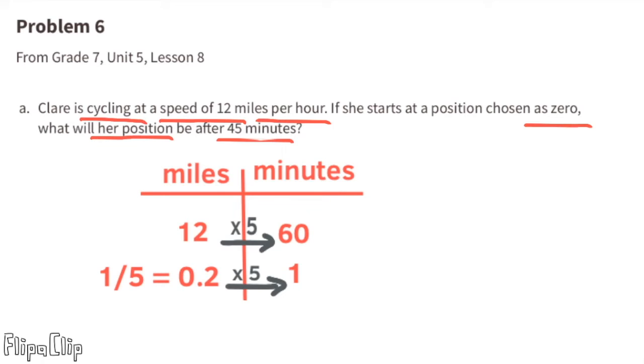Now let's answer their question, and we can start by putting 45 minutes in the right-hand column. 45 minutes divided by 5 equals 9. So it would take Claire 45 minutes to travel 9 miles.